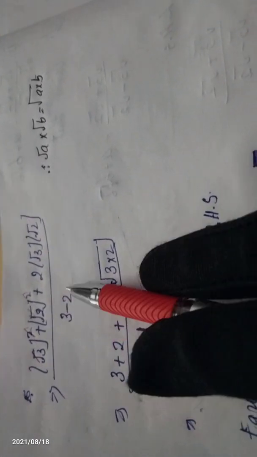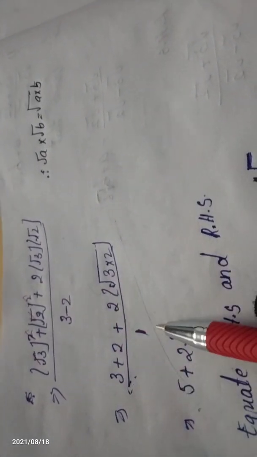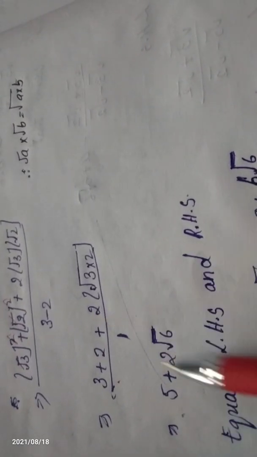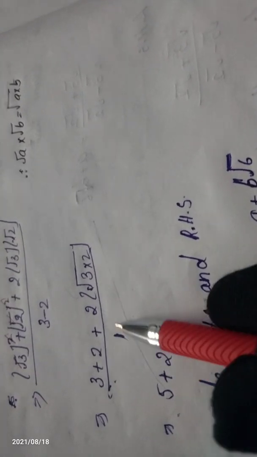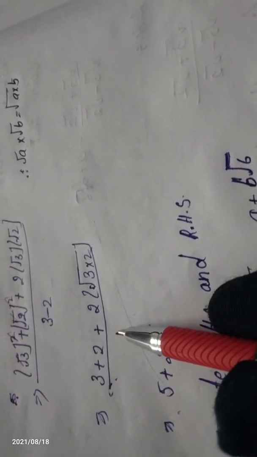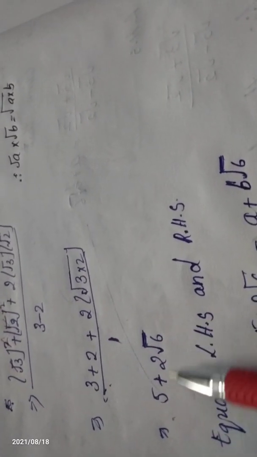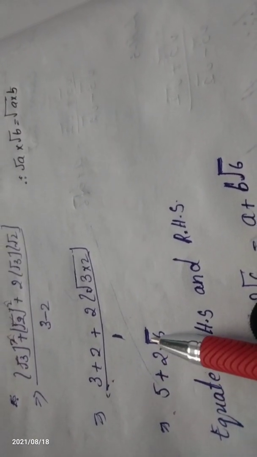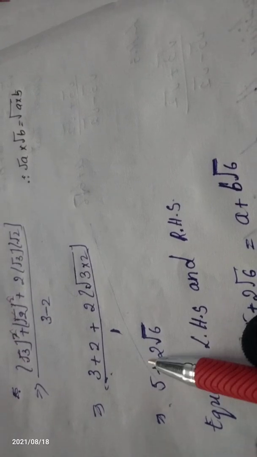Come to the denominator, 3 minus 2 is 1. 3 plus 2 is 5. The 2 is as it is. 3 2s are 6. If the denominator is 1, we cannot consider the 1. The value should be 5 plus 2 root 6. In the next step, we get the LHS. The LHS value is 5 plus 2 root 6.